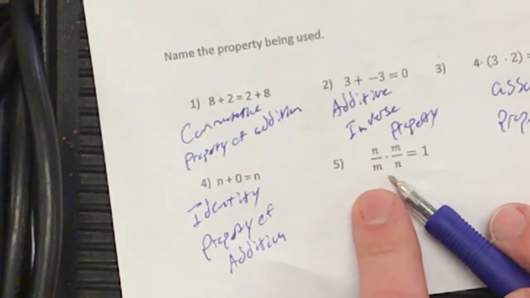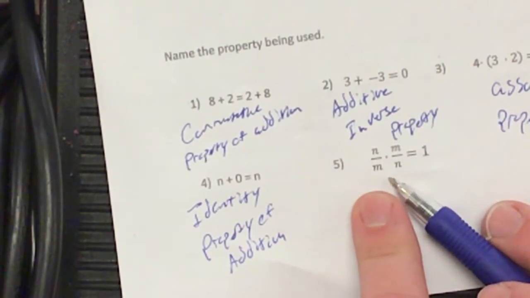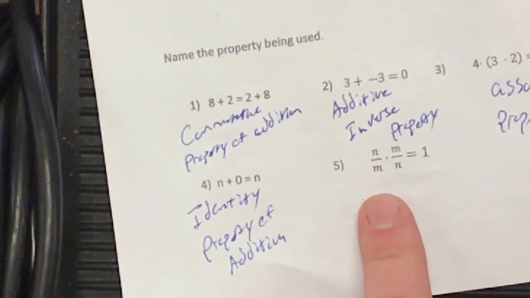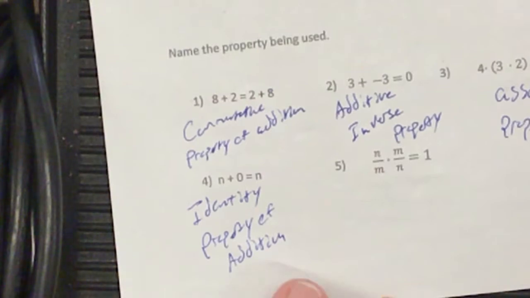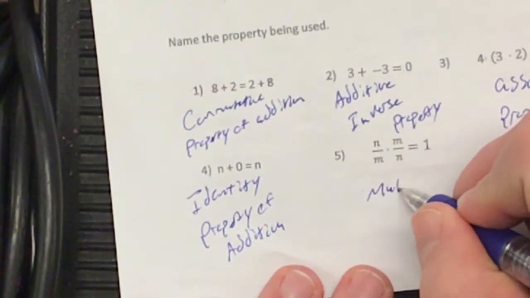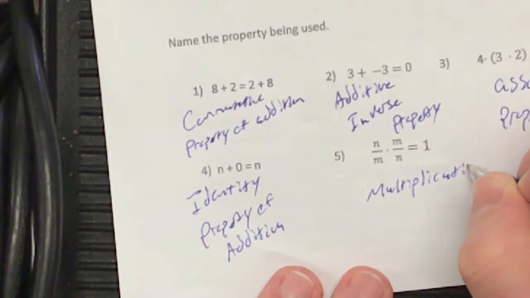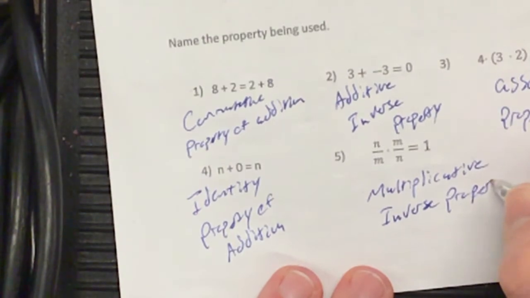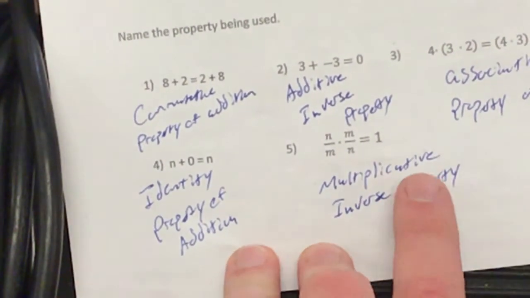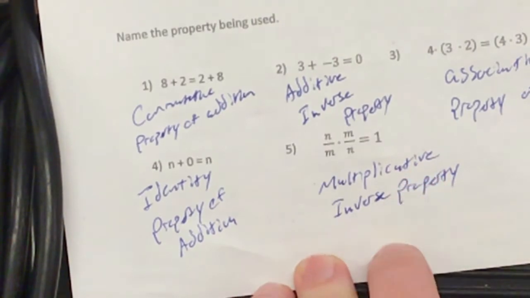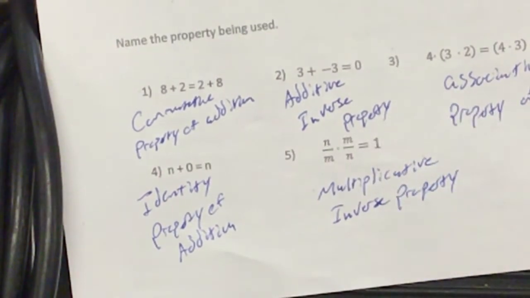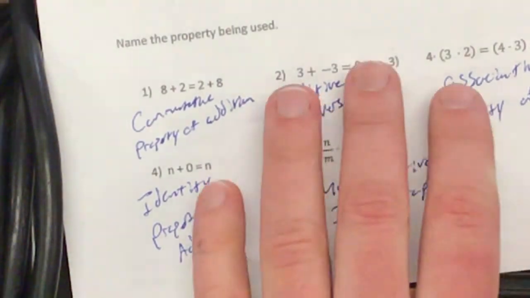All right, how about the last one? Caleb, what property is that? Any number times its reciprocal equals 1. The multiplicative inverse, or reciprocal property, whichever one you want. Those are the same thing. So n over m times m over n would be 1. All right, any questions on those?